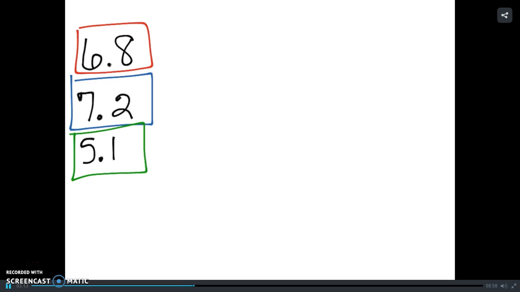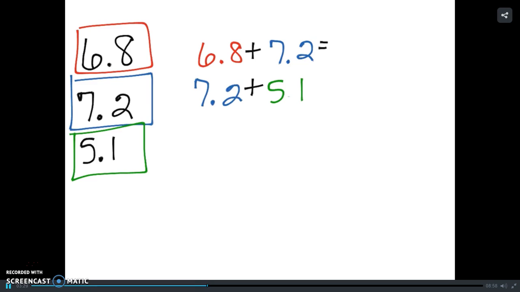So we're going to start here and we're going to say, okay, 6.8 plus 7.2. You want to know what that equals. And we're going to have 7.2 plus 5.1. We want to know what that one equals. And we're going to have 5.1 plus 6.8.